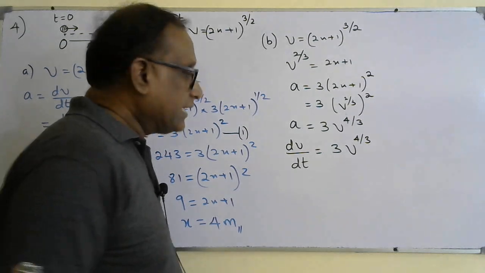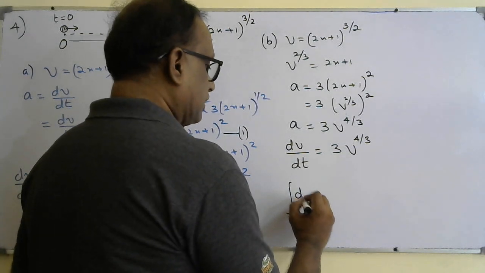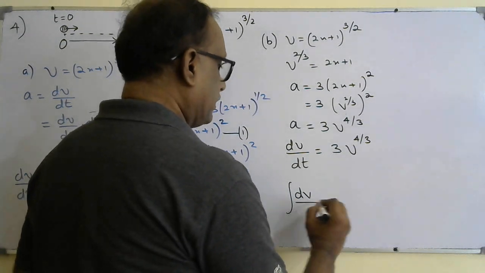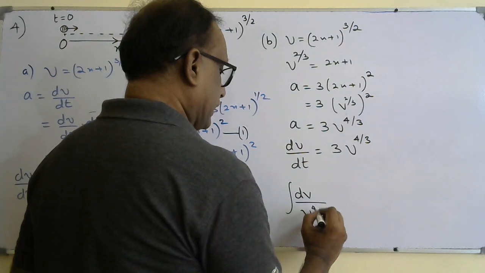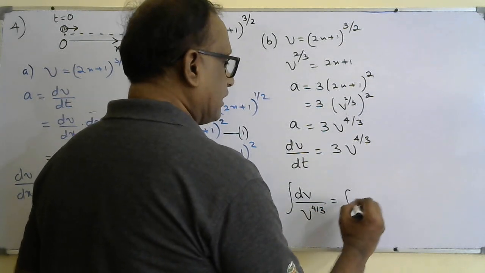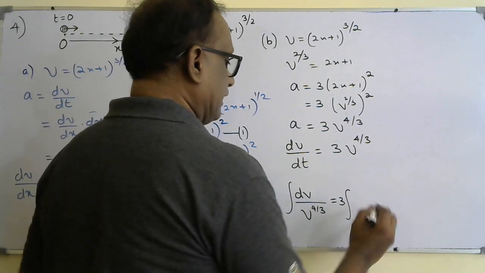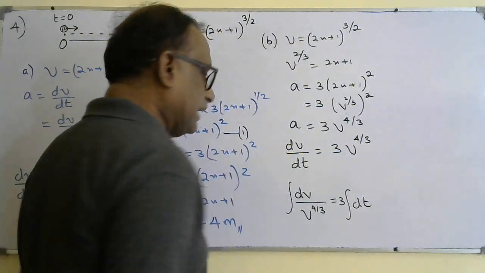Now we can integrate: the integral of dv over v to the power 4 by 3 is equal to the integral of 3 dt, I can take the 3 out. Okay, how to put the limits?